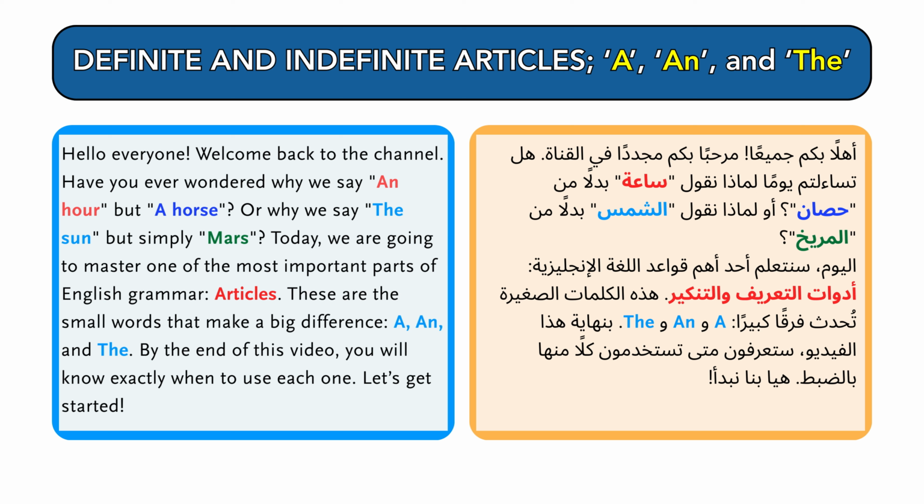Have you ever wondered why we say an hour, but a horse? Or why we say the sun, but simply Mars? Today, we are going to master one of the most important parts of English grammar, articles. These are the small words that make a big difference: a, an, and the. By the end of this video, you will know exactly when to use each one. Let's get started.